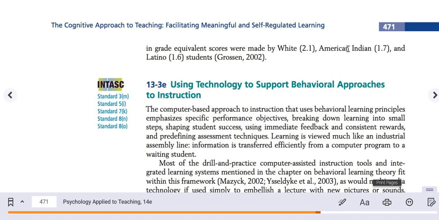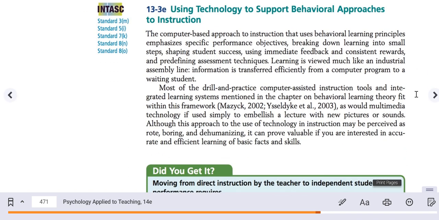Most of the drill and practice, computer-assisted instruction tools, and integrating learning systems mentioned in the chapter on behavioral learning theory fit within this framework, as would multimedia technology if used simply to embellish a lecture with new pictures or sounds. Although this approach to the use of technology in instruction may be perceived as rote, boring, and dehumanizing, it can prove valuable if you are interested in accurate and efficient learning of basic skills and facts.